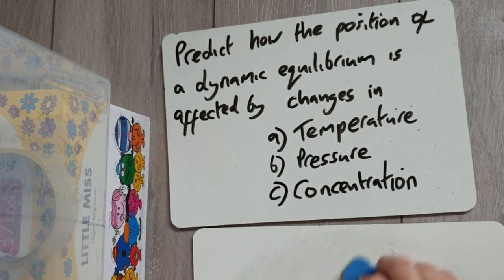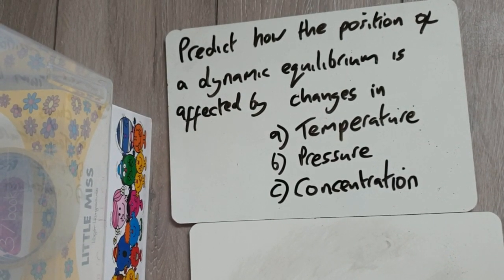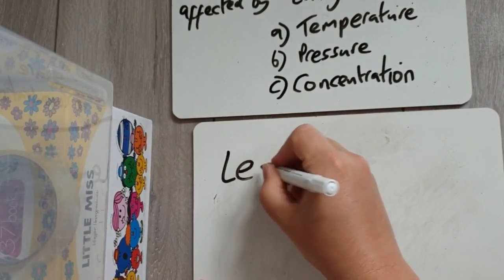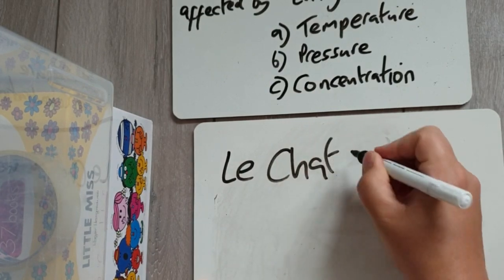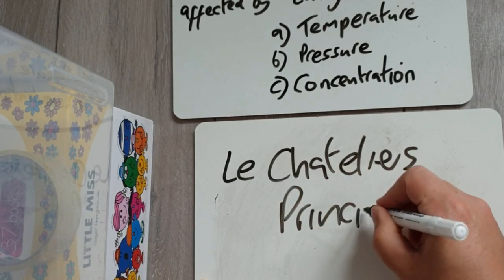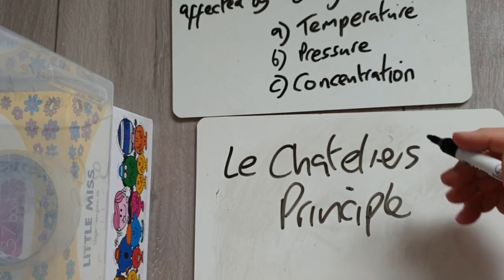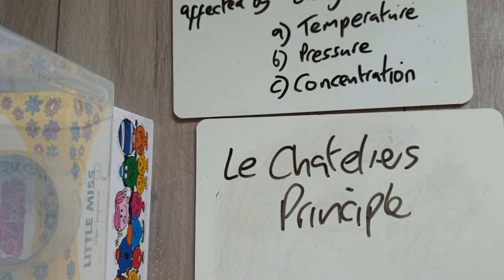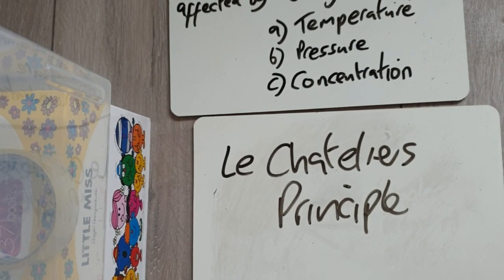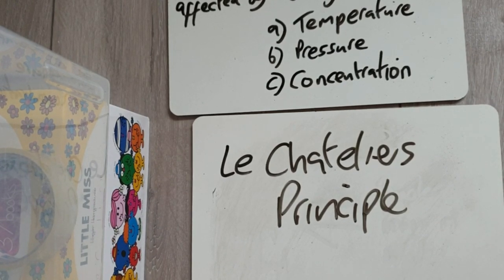So just to go through those three things. The first one I'm going to look at is temperature. Now, you don't need to know it by name, but I will write it down. So we have got Le Chatelier's principle. Le Chatelier's principle is all about dynamic equilibrium, and basically if you change something about an equilibrium, it doesn't like it and it tries to resist the change. So whatever you do, it tries to do the opposite.